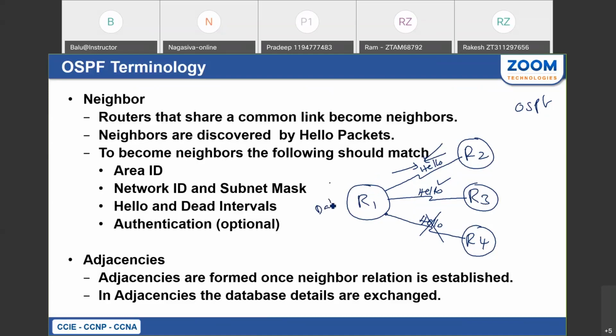R1 will exchange the database information to which routers? So which are neighbor and adjacency. For those routers only database is exchanged, which is R2, R3, but R4 is also a neighbor because directly connected, right? So now you can clear what is a neighbor, what is adjacency. A successful neighbor is adjacency, in simple words. See, R1, R4 directly connected, they're exchanging hello packets, but hello packet is not matching. It doesn't mean R4 is not a neighbor. No, we can't say like that. R4 is neighbor, but it is not adjacency.